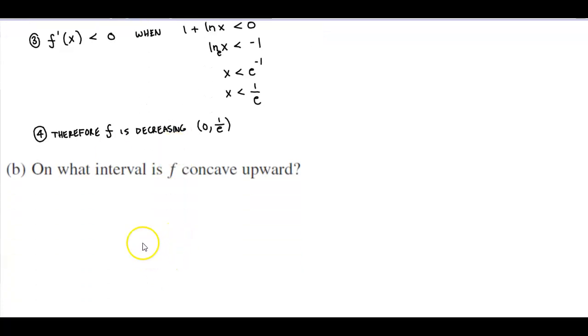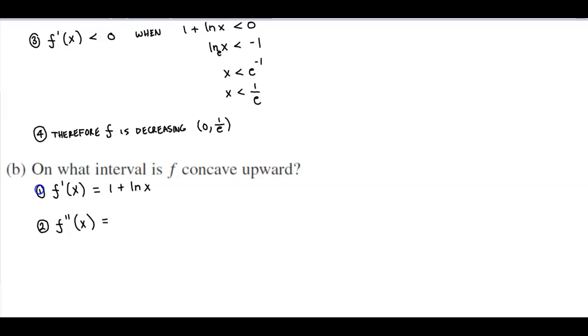Okay, so now we want to know on what interval is f concave upward. So in order to figure that out, we need to find the second derivative of the previous step. So we know that the derivative that we found from part A, or f prime of x, is equal to 1 plus the natural log of x. And what we want to do now is find the second derivative, f double prime of x.